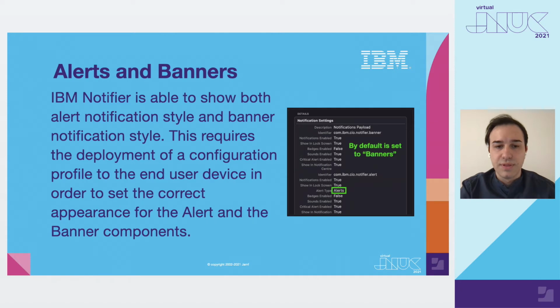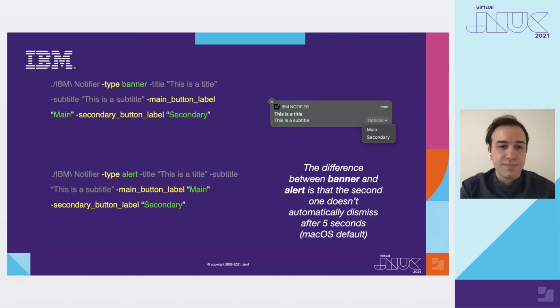And as you can see from this configuration profile we deployed on our end user devices, we set the default banner style for the banner component and the alert type for the alert component. The main difference between alerts and banners is that banners are automatically dismissed after 5 seconds. Instead, alerts remain on the user screen until the user interacts with it.